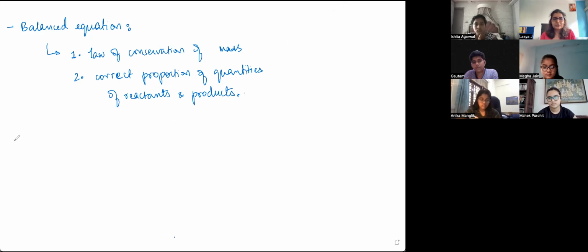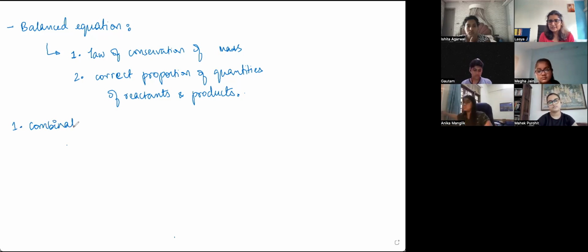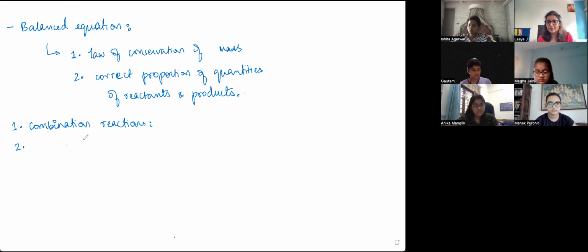Right. Okay. So this is the balanced chemical equation, and then we have different types of reactions. The first type of reaction we have is combination reactions. Anika, what are combination reactions? A combination reaction is a reaction in which two or more reactants combine to form one product. Yes, two or more combine to form a single product.